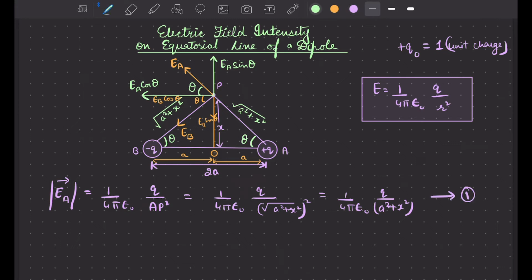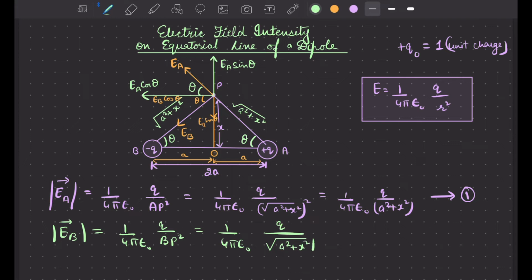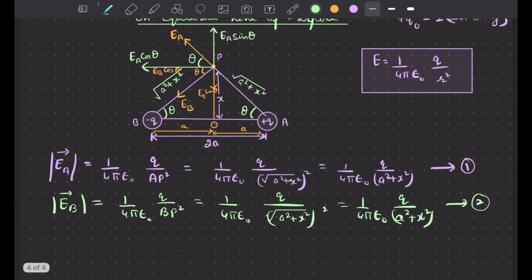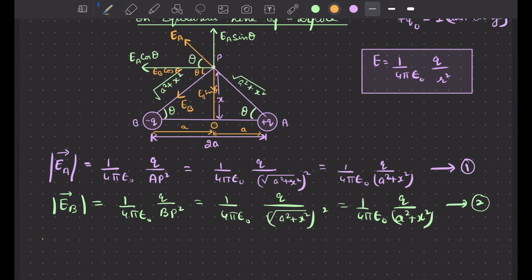Next, we want to find the electric field because of the charge placed at point B. It will be written as 1 upon 4 pi epsilon naught Q upon BP square, which is equal to 1 upon 4 pi epsilon naught Q upon under root of a square plus x square whole square, and is written as 1 upon 4 pi epsilon naught Q upon a square plus x square. This is equation number 2. So considering equations 1 and 2, we can say the magnitude of EA is equal to the magnitude of EB.